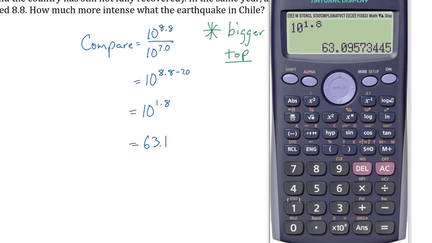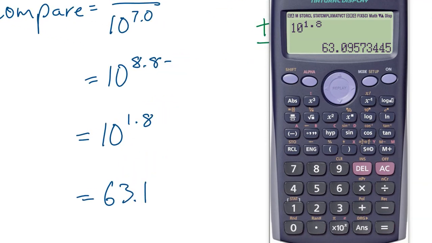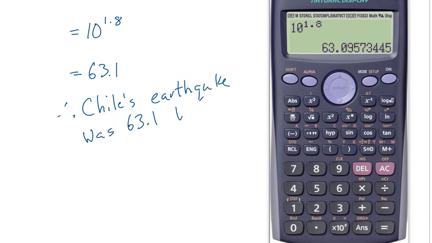So I just put it in my calculator like from the beginning and I still got it. So what is the minus 2? Oh, well, when you're dividing powers of the same base, you subtract the exponents. I thought it was like 2 points and it says 7. I know, I was writing too small there. 7 point, now it looks even more like a 2. 7.0. There, that's better. Okay. Therefore, Chile's earthquake was 63.1 times more intense.